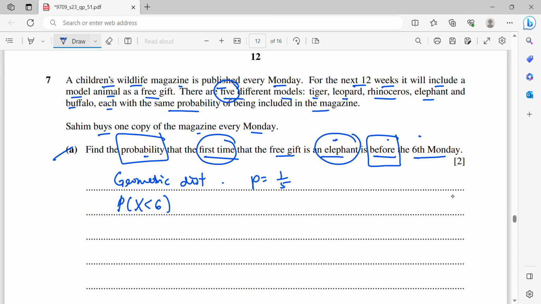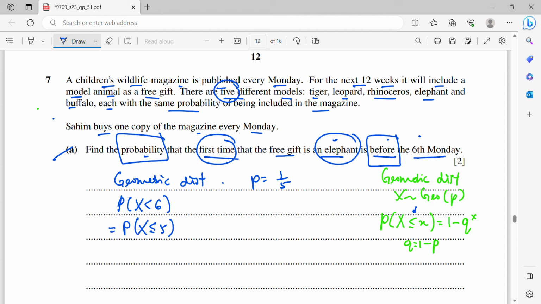Alright, so for your information, if X is geometric, P(X less than or equal to small x) will be 1 minus q to the power x. So of course the q is 1 minus p. Now, in order to use this formula, we need to change to less than or equal to. So now you need to count P(X less than 6). P(X less than 6) is same as P(X less than or equal to 5). If you remember this formula, then you can just directly apply.